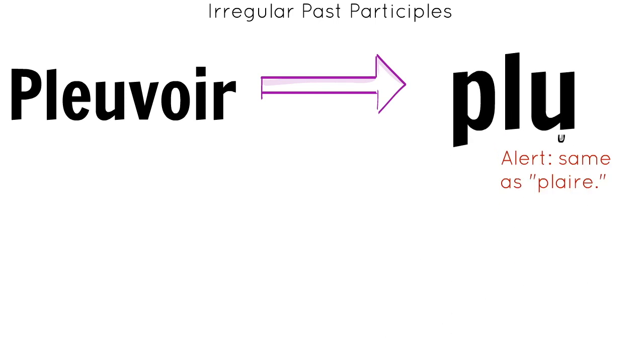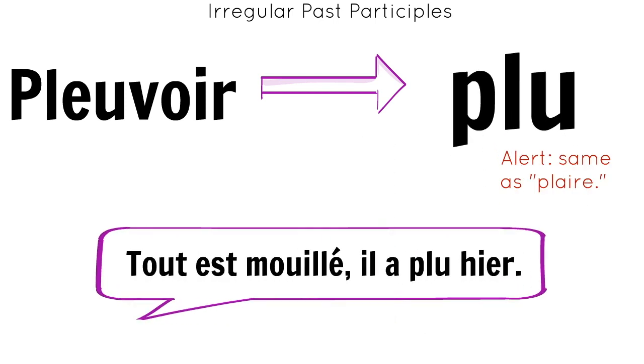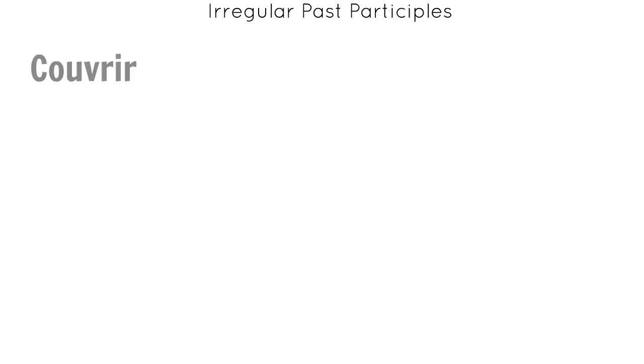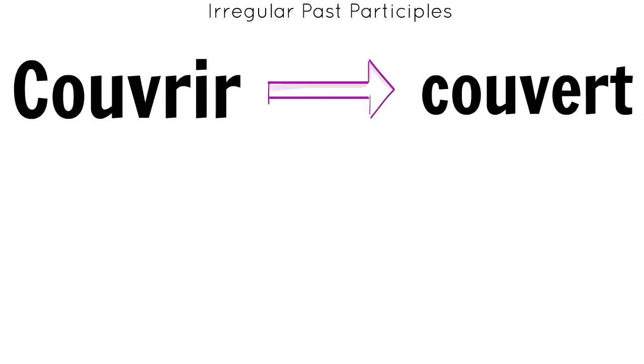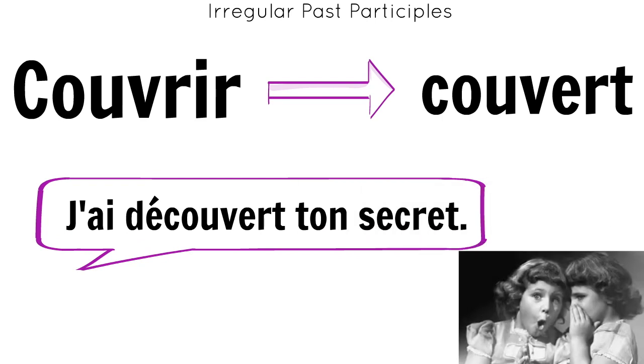Pleuvoir becomes plu. Tout est mouillé. Il a plu hier. Everything is wet. It rained yesterday. Couvrir becomes couvert, and like prendre, this participle works for all words that end in couvrir. So découvrir means to discover, and it takes the same participle. J'ai découvert ton secret means I discovered your secret.